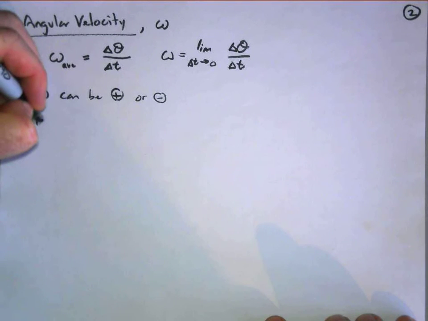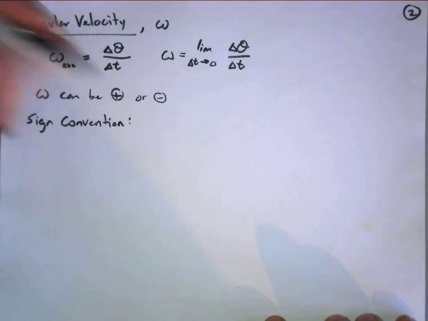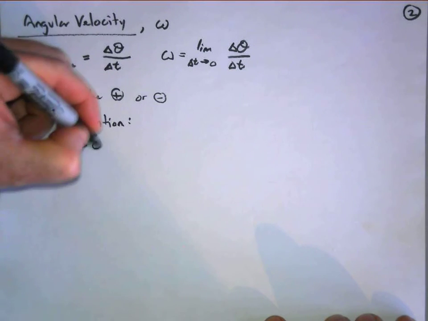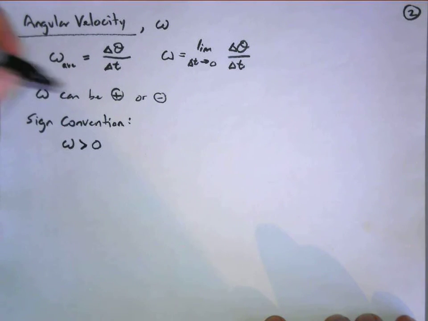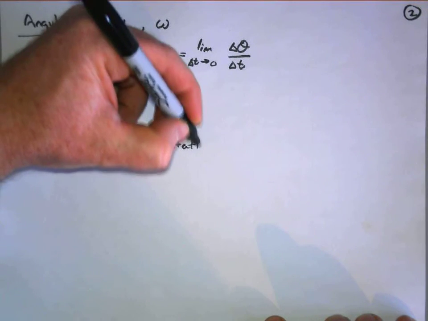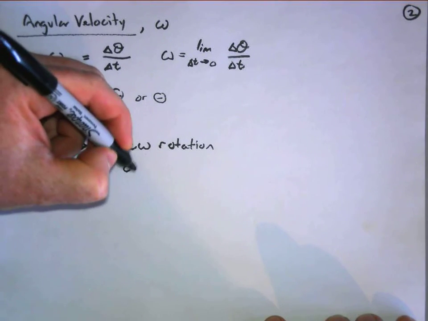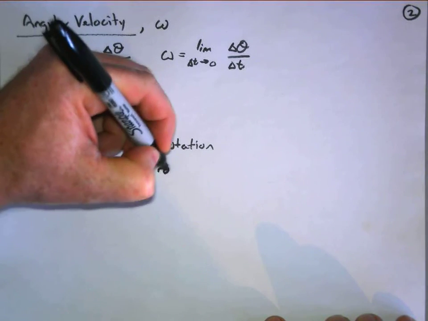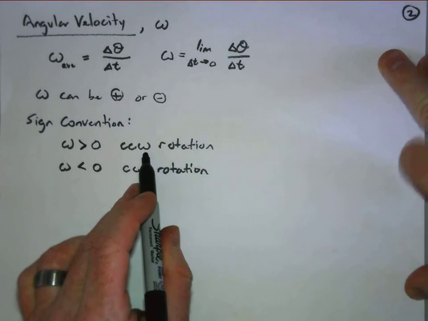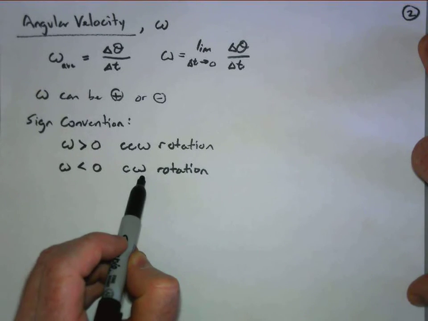Well, here the sign convention, again, is pretty straightforward. So omega will be positive, greater than 0, with any counterclockwise rotation. And omega will be less than 0, or negative, with any clockwise rotation. So, okay, please don't get fooled. That's not an omega, that's a W. That's just how I write my W's. So, counterclockwise versus clockwise rotation.